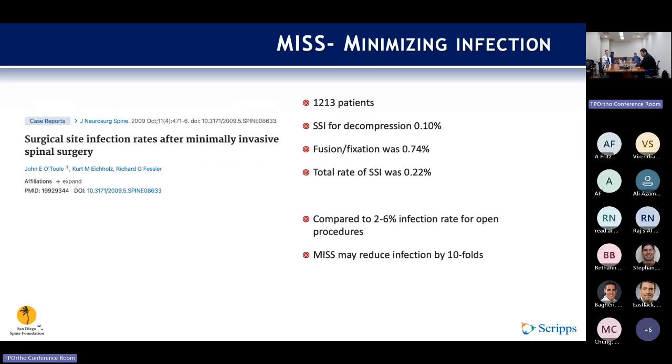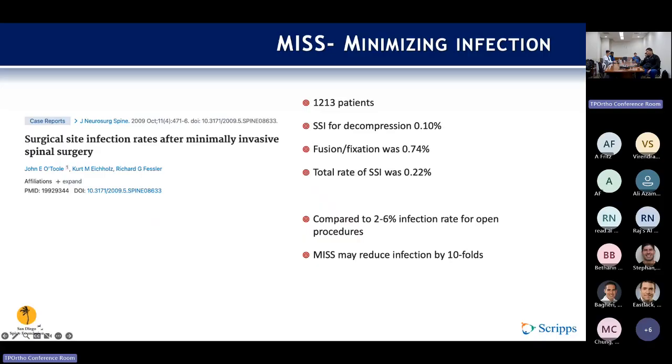And then what about infections? This paper supported that minimally invasive surgery can also reduce infections pretty significantly. In this one, there were 1,213 patients. The region of surgery was in the lumbar region for 80% of the patients, cervical 12%, and thoracic 3%. Decompressive procedures were the main procedures, comprising about 78%.